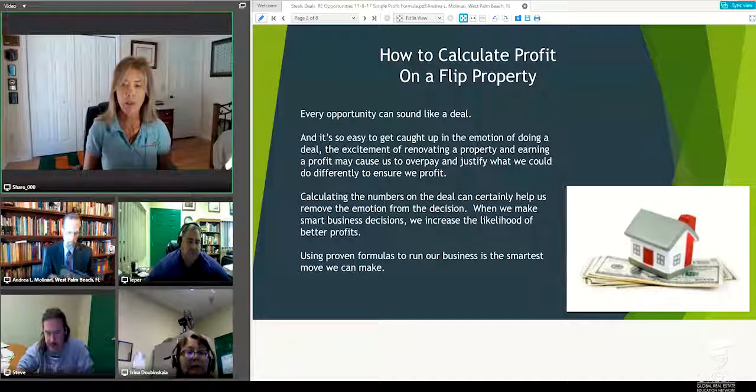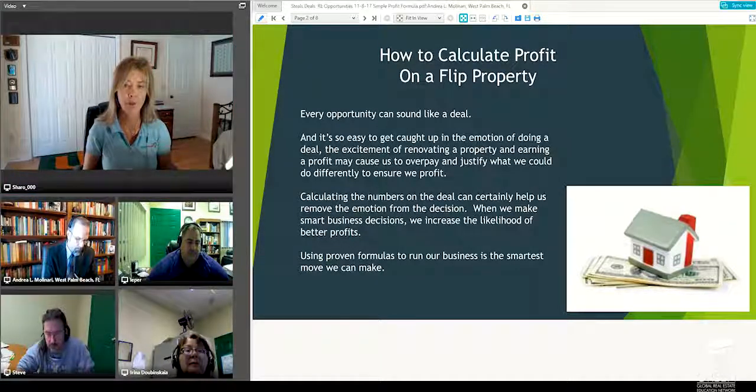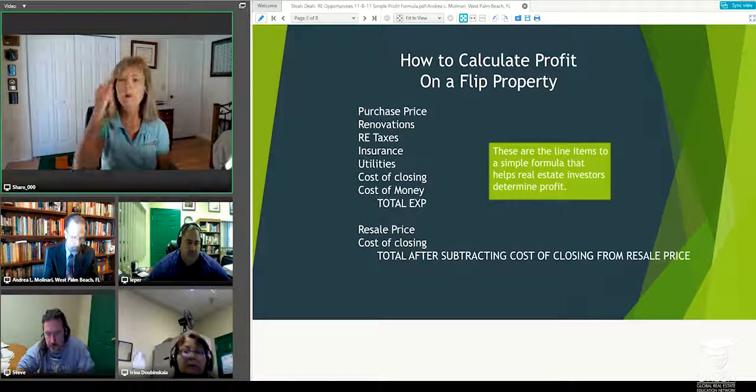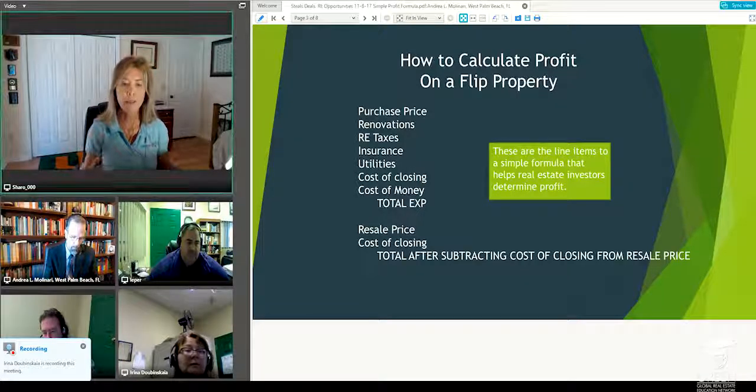Calculating the numbers on the deal can certainly help us remove the emotion from the decision. When we make smart business decisions, we increase the likelihood of better profits. Using proven formulas to run our business is the smartest move we can make, right? Because we're not doing this to lose money, we're doing this to make money. So we're just going to take a little bit of time today to talk about a simple formula that anyone can apply and use right away.